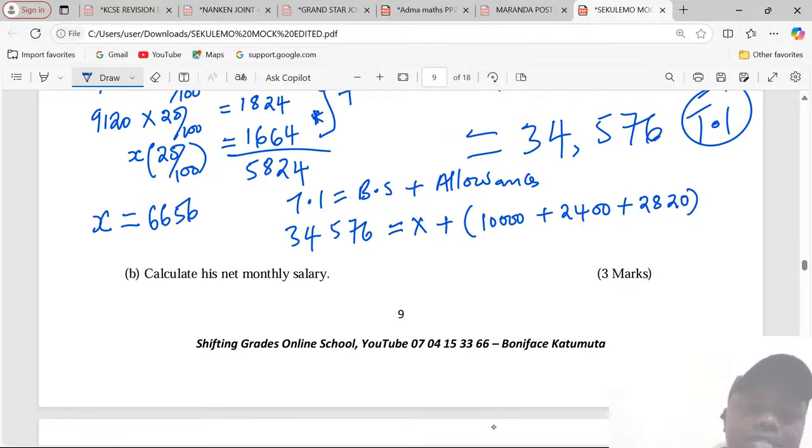So we can get the basic salary now. We can get the basic salary when I subtract 10,000, 2400, 2820, and this shall be 19,356.